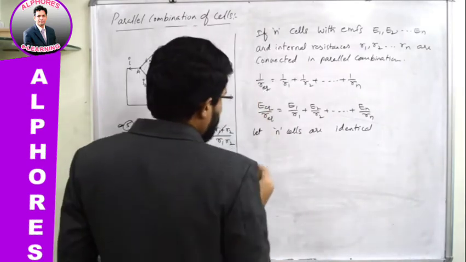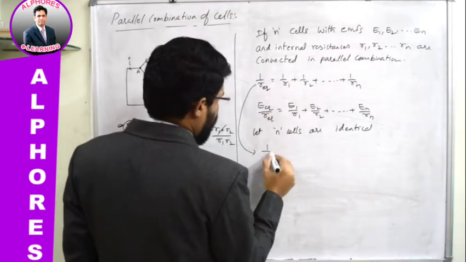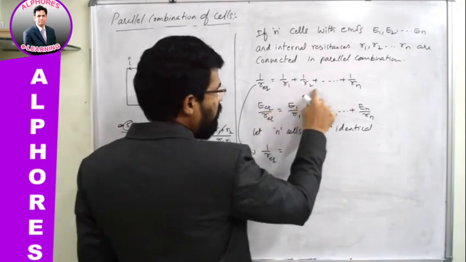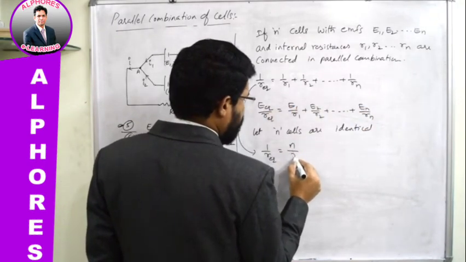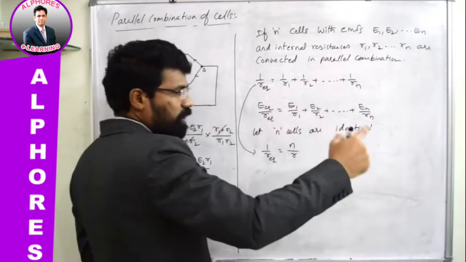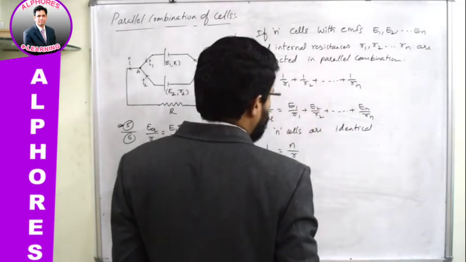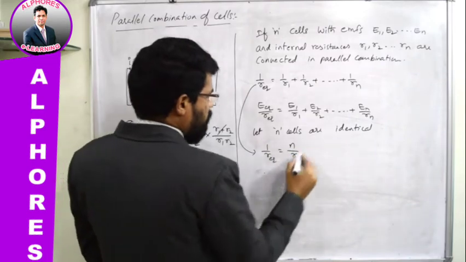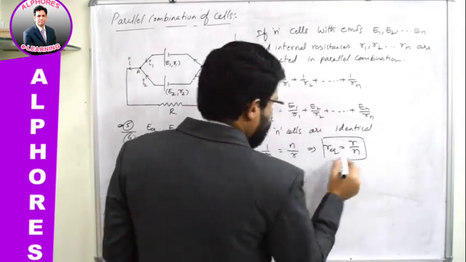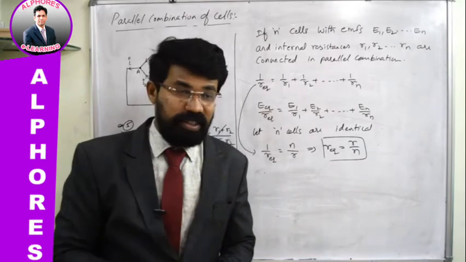Okay. If that is the case, how can you write this equivalent internal resistance? 1 by R equivalent will be, how many such terms will be there? N terms will be there and all are having the same internal resistance. So, what can you write? N by R. Because in case of identical cells, R1, R2, R3 and so on Rn is equal to R. So, here I have replaced R1, R2 and so on Rn with R. So, finally what you will get? N by R. That implies R equivalent is equal to R by N. This happens when you consider n identical cells in parallel combination.